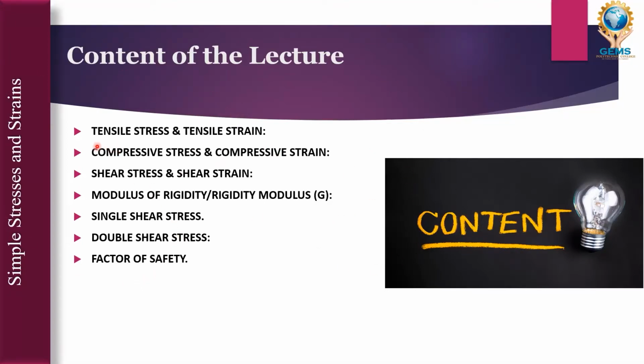First one is tensile stress and tensile strain. Second one, compressive stress and compressive strain. Third one, shear stress and shear strain. Fourth one, modulus of rigidity, which is also known as rigidity modulus. Next one, single shear stress. Next, double shear stress. And finally, we will see what is factor of safety.